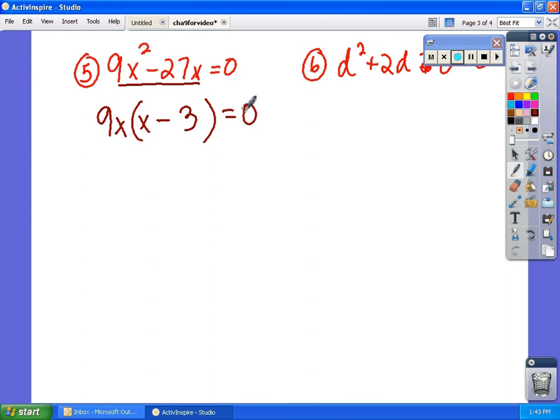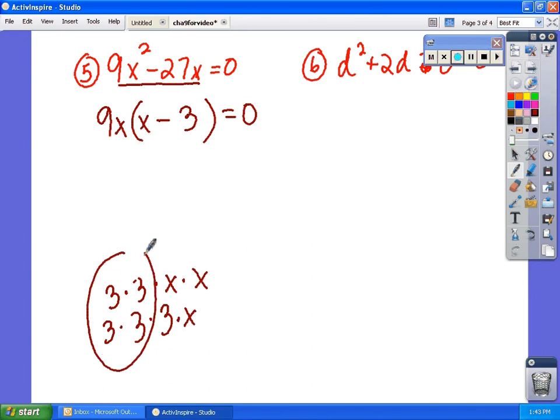Now, if you weren't sure that the 9x was the greatest common factor, if I did the prime factorization of each of these, I would have got 3 times 3 times x, and the other one I would have got 3 times 3 times x, and they each share 2 3's and 1 x. So you can see that the greatest common factor is 3 times 3 times x, which is 9x.